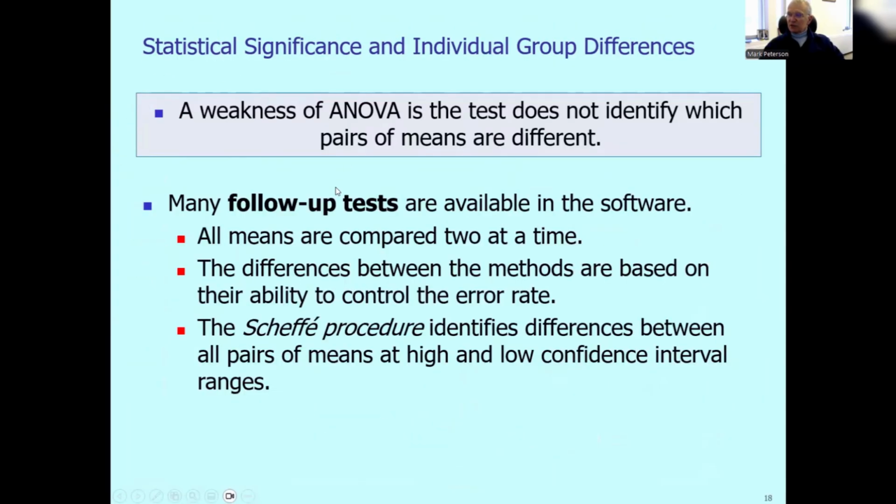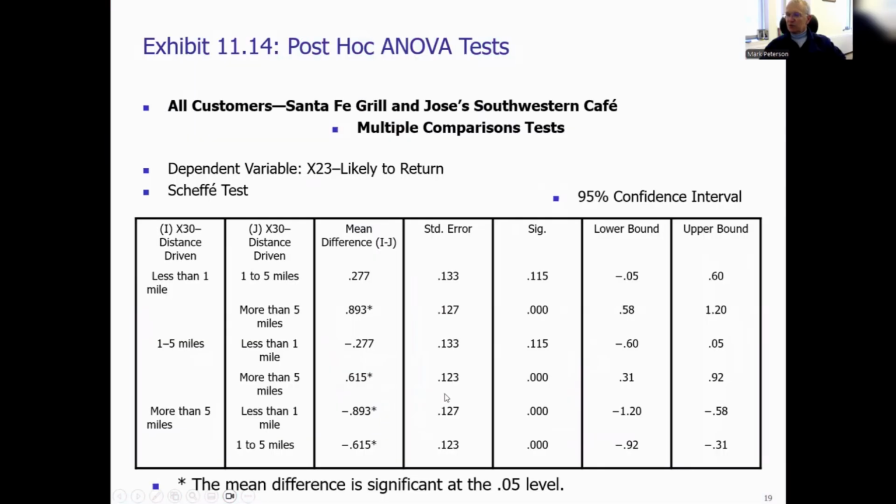So a weakness of analysis of variance is that the test does not specify which pairs of means are different. So follow-up tests can be done. You can do this in these software programs. One of these tests is the Scheffe procedure. There are others like the Tukey that you can do too.